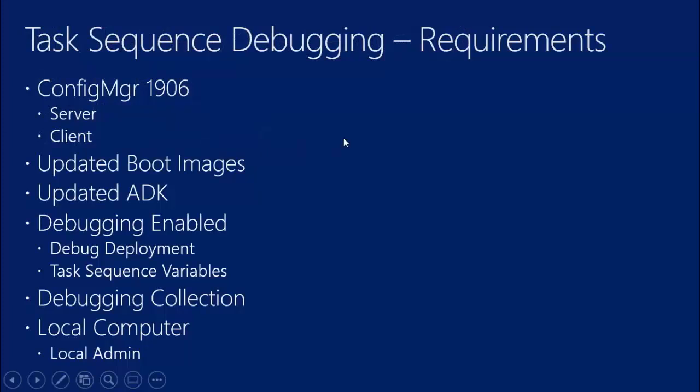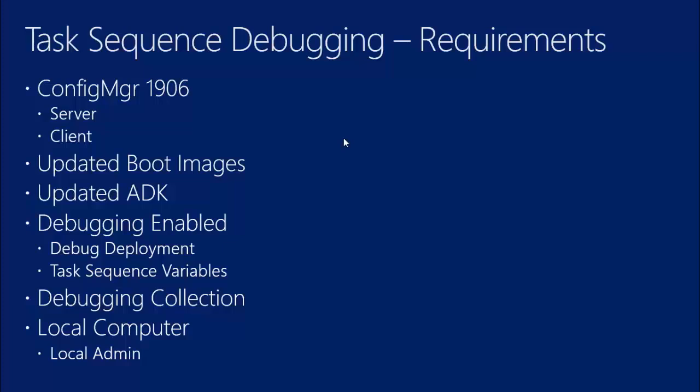In terms of requirements, there are a few. This is a Config Manager 1906 feature, so you do need at least Config Manager 1906. You need Config Manager 1906 on both the server and the client, and you need to make sure you have updated boot images so that the client components inside those boot images will also be 1906, because we fully support bare metal and so on, as you'll see. Updated ADK, just to make sure that you're up to date on the ADK. Always a good idea. Debugging enabled.